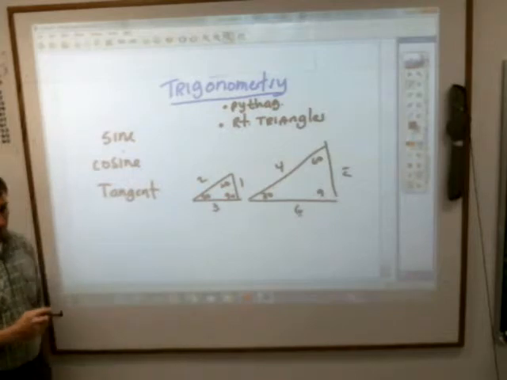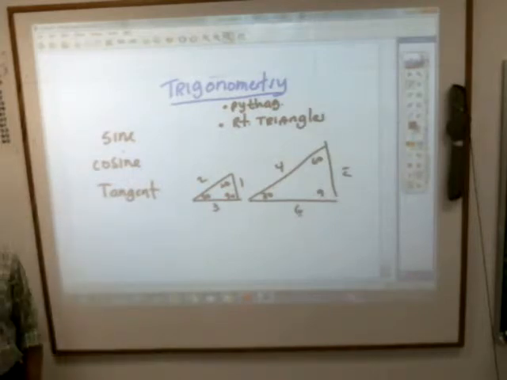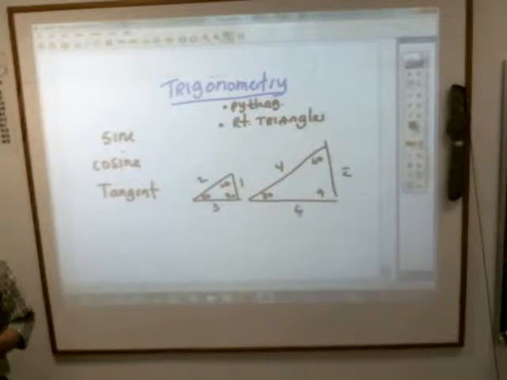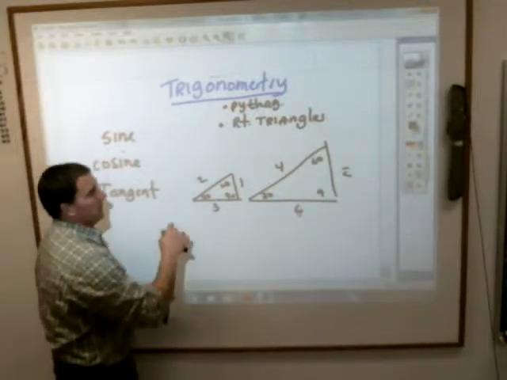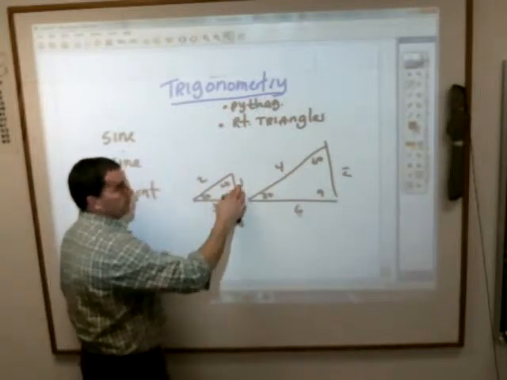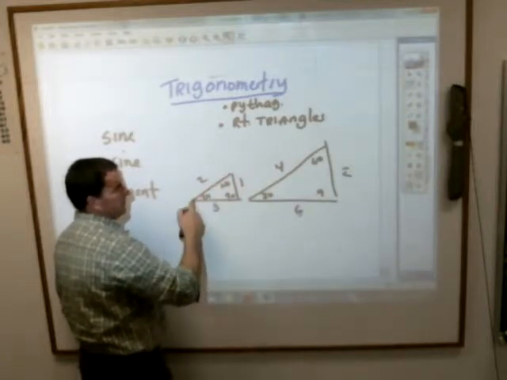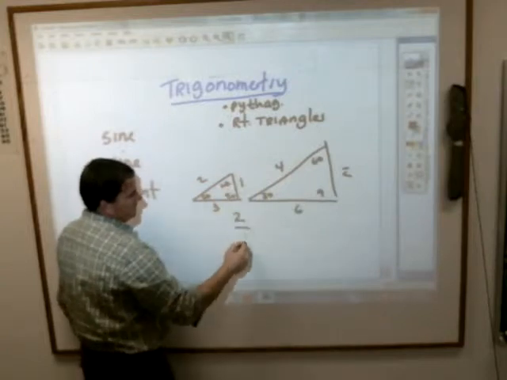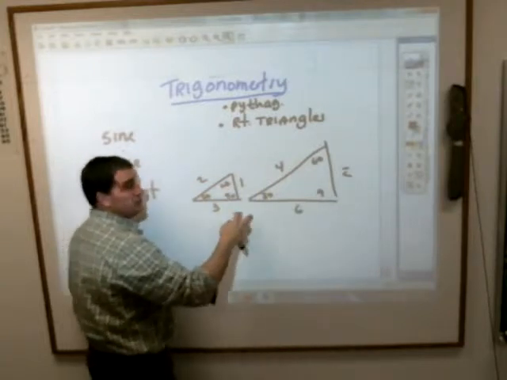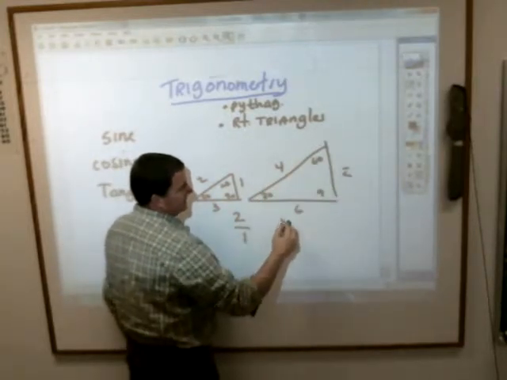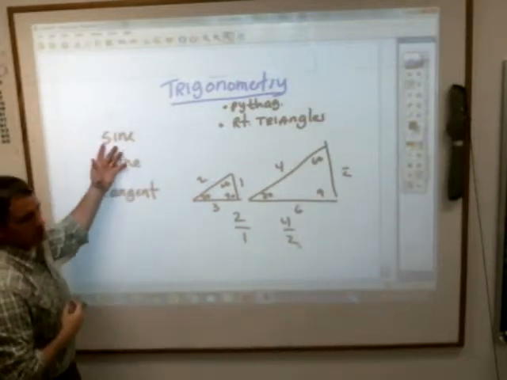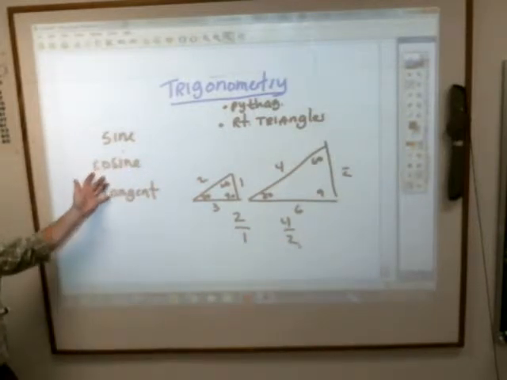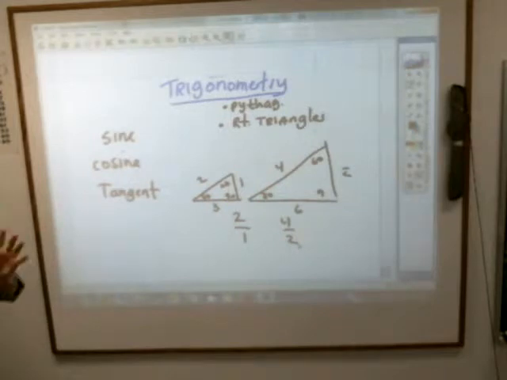Because you will always get the same ratio when you put one side over the other side. In other words, if I take this side and put it over this side, it's going to form the same ratio as this side over that side. And that's where the trig functions come from. Okay, and you don't really need to know that to do what we're going to do here.